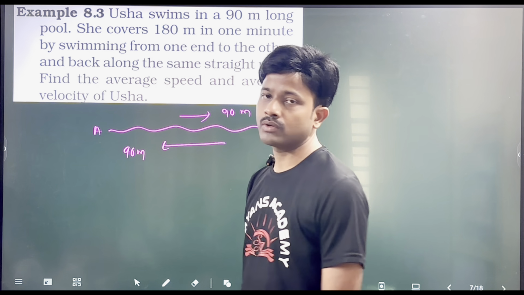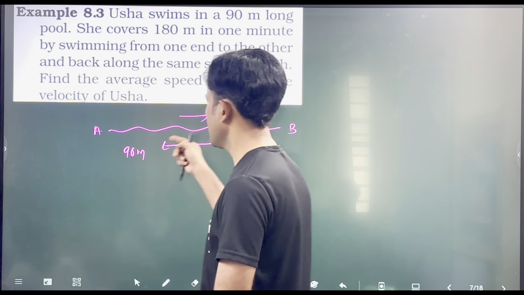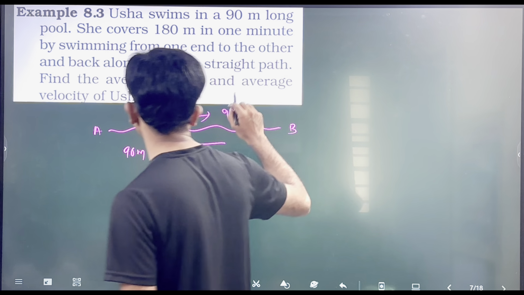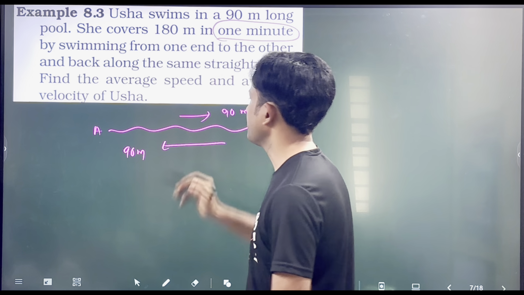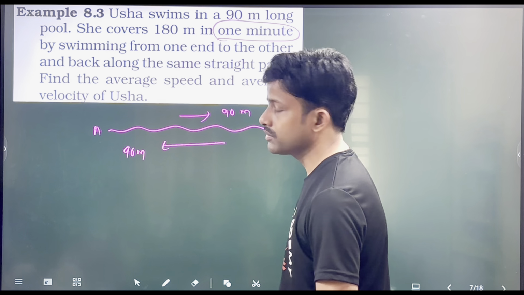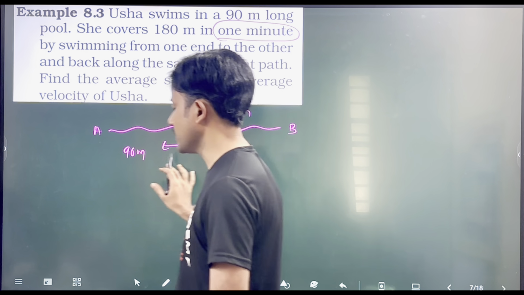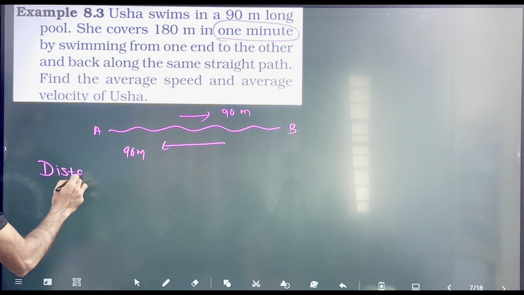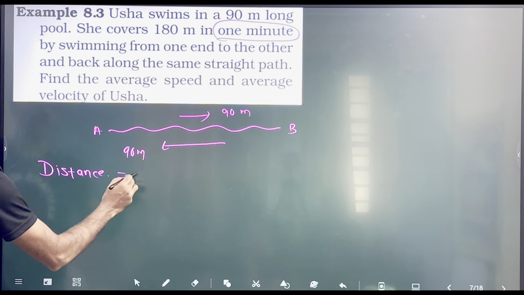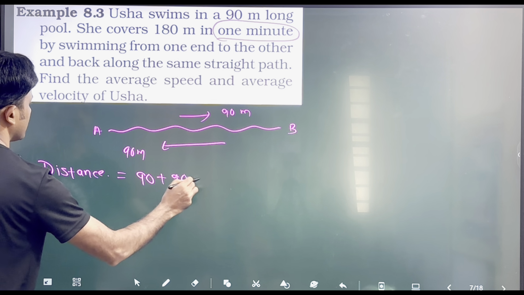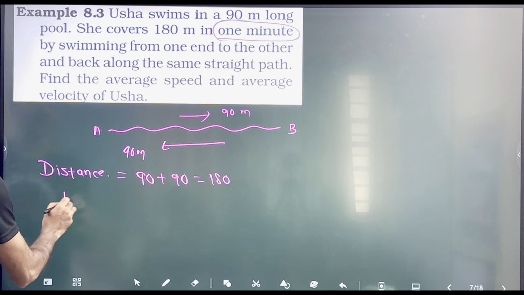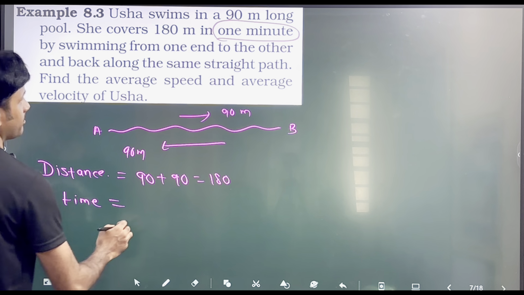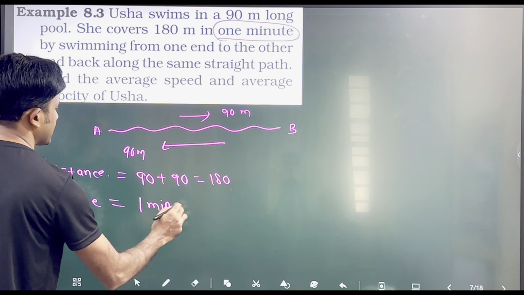So 90 plus 90, the total distance she covered is how much? 180 meter. Okay, 180 meter in how much time? She covers 180 meter in 1 minute of time. So the time you have to consider here is 1 minute. 1 minute changes into seconds. Total distance is 90 plus 90, which is equal to 180. So what is the time here? Time here you have to consider 1 minute. 1 minute equals how many seconds?